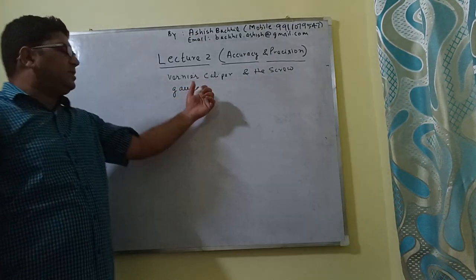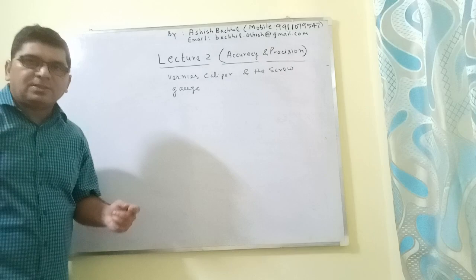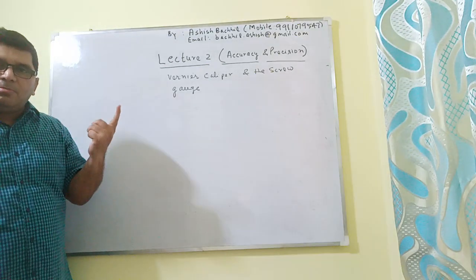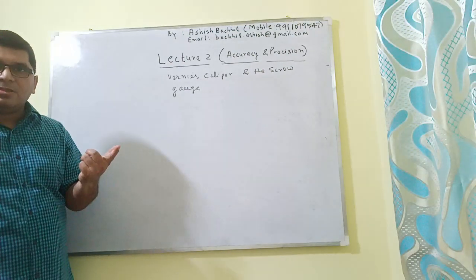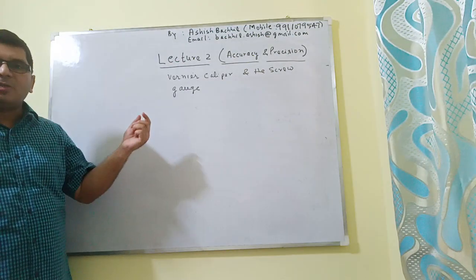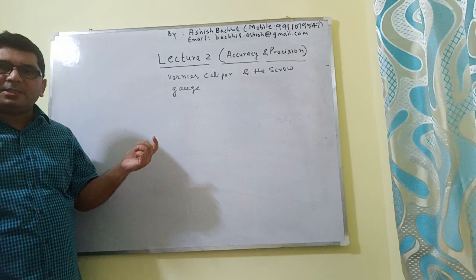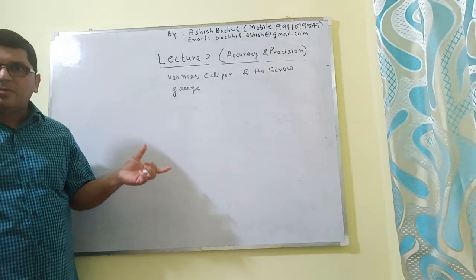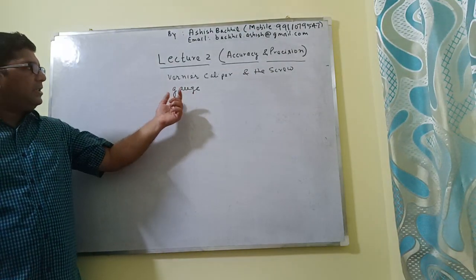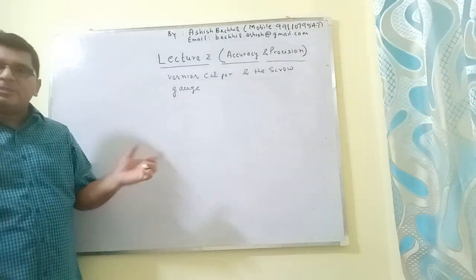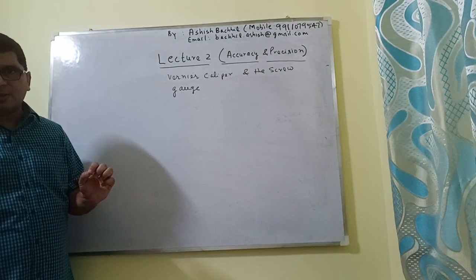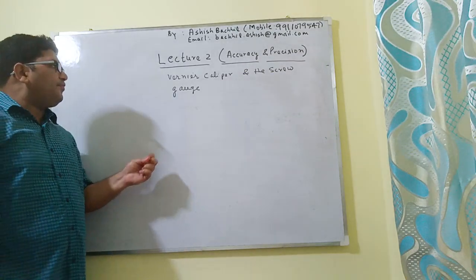Now vernier caliper and the screw gauge are the two instruments which are used for measuring the dimensions of any physical quantity. Dimension means a vernier can be used for measuring the length and the diameter of any physical quantity. Similarly, the screw gauge can also be used to measure the length and the diameter of any physical quantity.